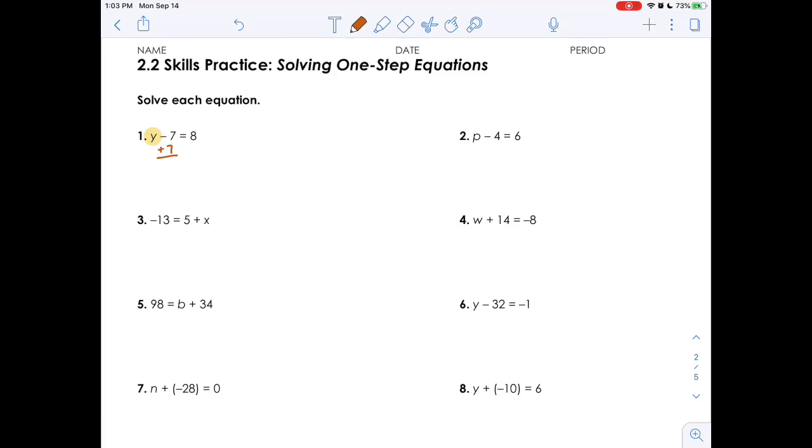But I have to remember the golden rule of algebra, which says what you do to one side, you must also do to the other. I'm trying to keep this equation balanced. So y minus 7, I add 7, and the 7's cancel. I'm left with just the y, equals, on this side, I have 8 plus 7, which equals 15.